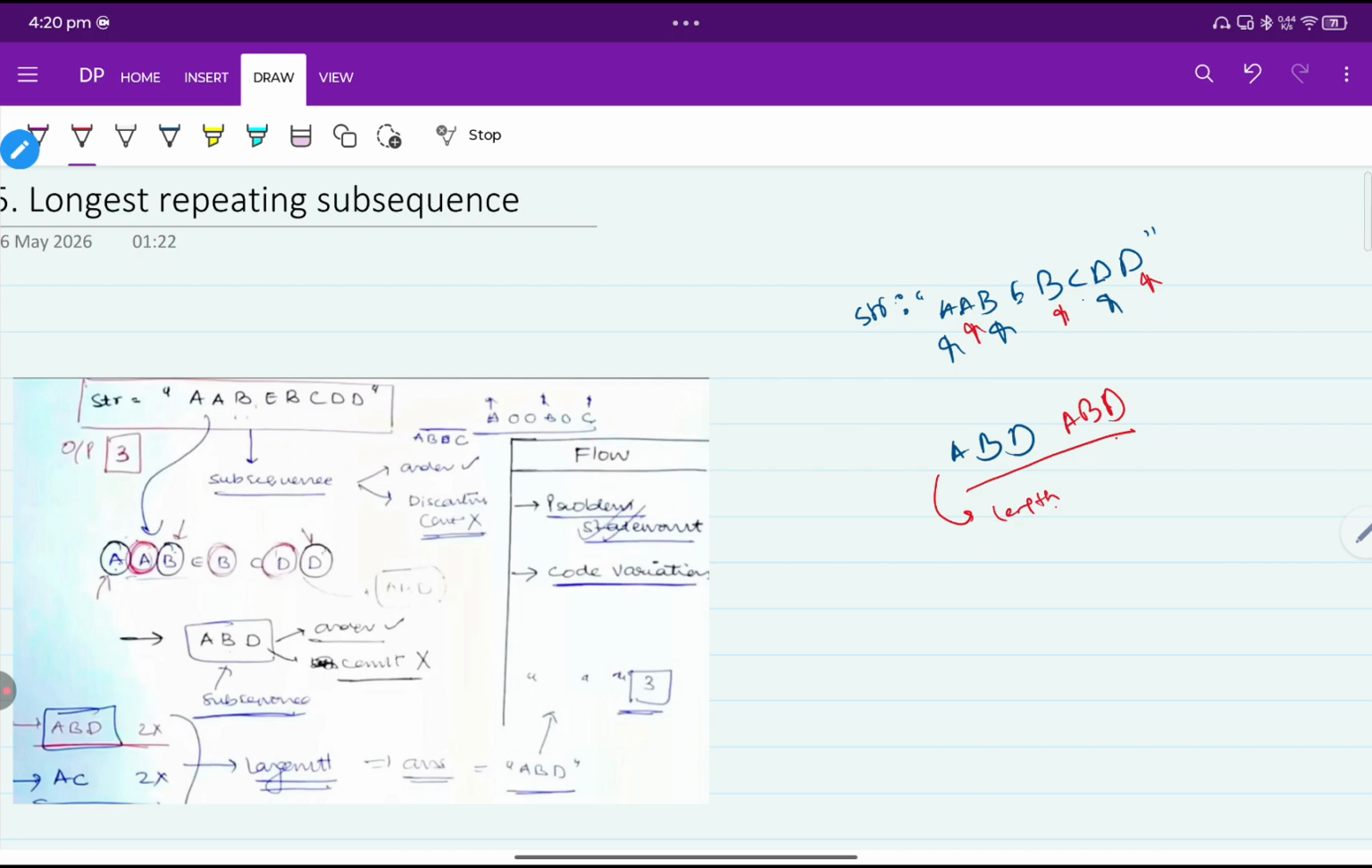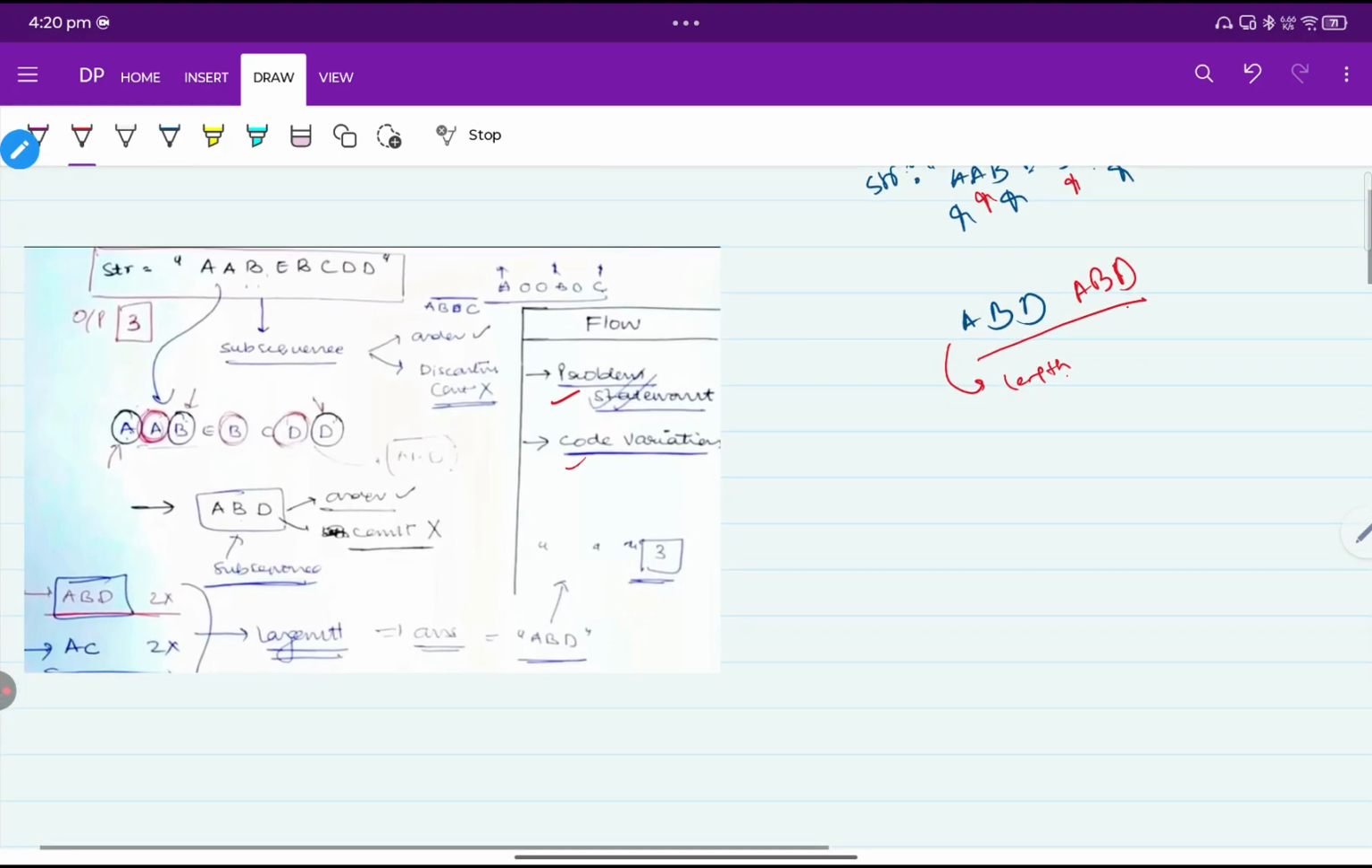Did you understand the problem statement? Yeah, I understand the problem statement. I have to return the longest repeating subsequence in a string. Which one is the longest repeating subsequence? This is the problem statement.